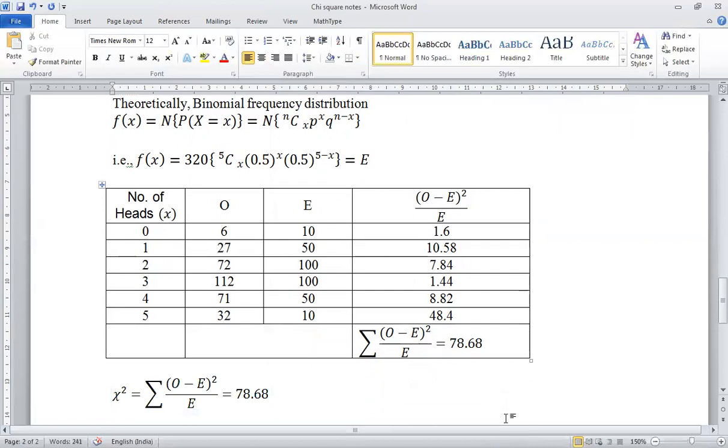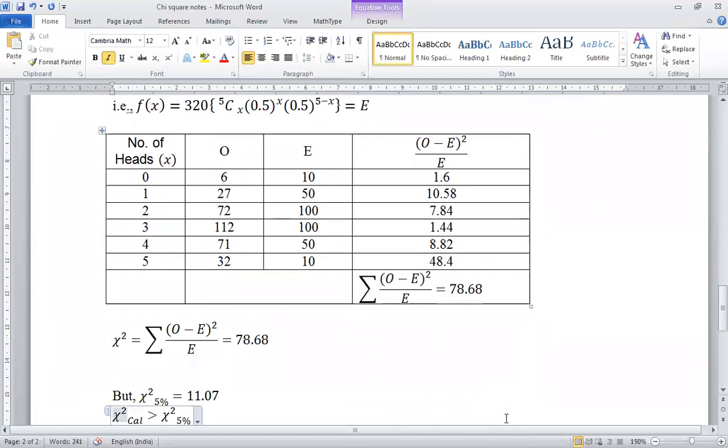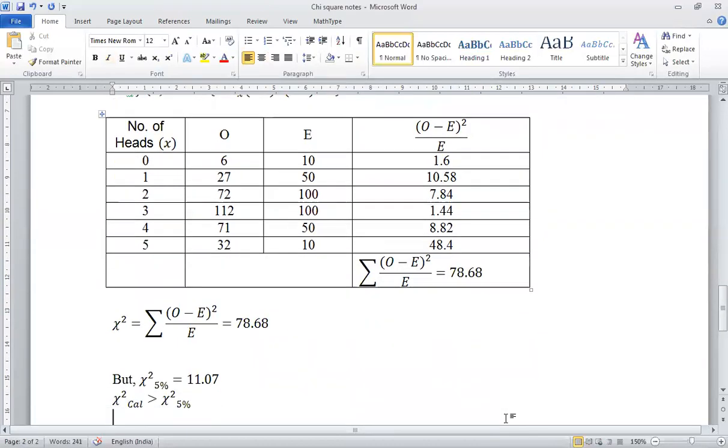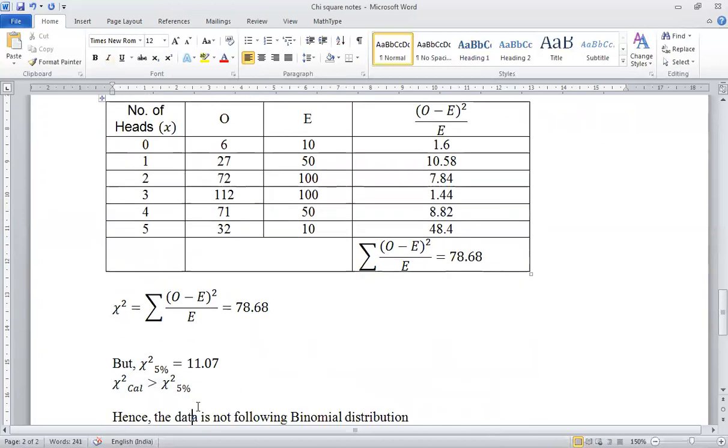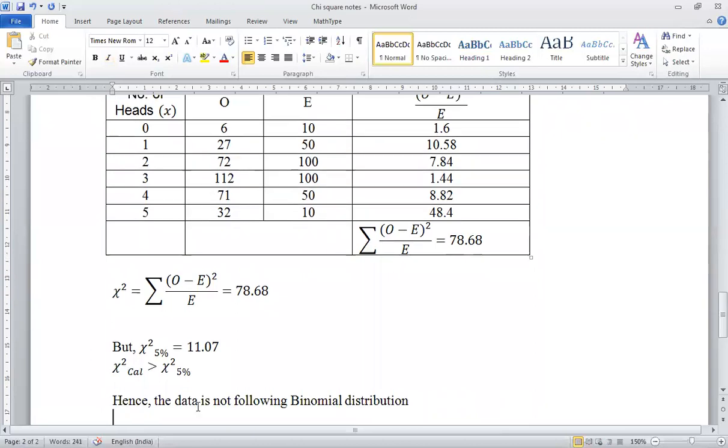This is nothing but the chi-square value. But chi-square at 5% is given in the problem as 11.07. So we conclude that the chi-square we calculated is greater than chi-square at 5%. Hence, the given data does not follow binomial distribution. Hope you understood the concept of chi-square test well. Thank you.